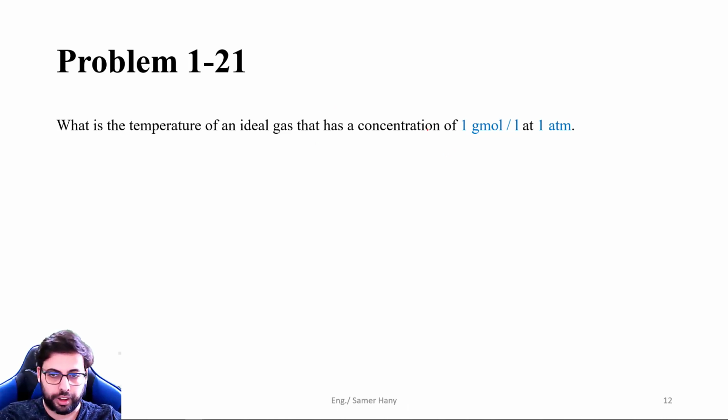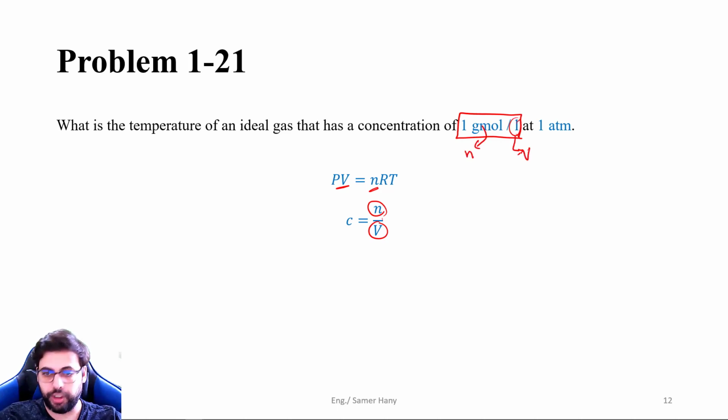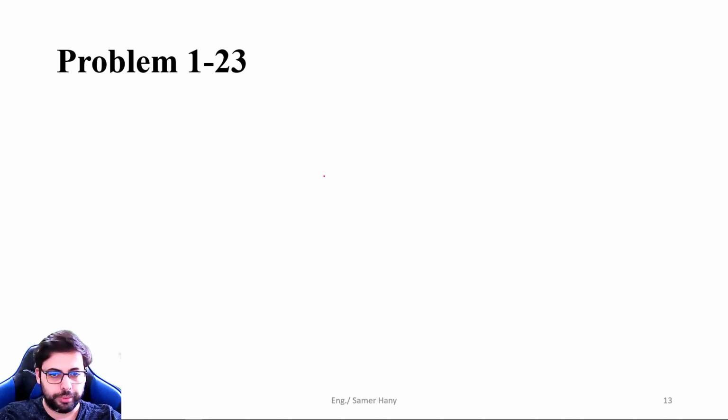Alright. The next problem says, what's the temperature of an ideal gas that has a concentration of 1 gram mole per liter at 1 atmosphere? So here, if we try to use the ideal gas law as it is, we don't know either the V or the N, the volume or the number of moles, but if we look at this quantity, it says 1 gram mole per liter, so we know that the concentration is actually the number of moles over the volume. From the units, we can know that this is a unit of number of moles, and this is a unit of volume. Okay. So substituting this C into the ideal gas law, we get that P equals CRT, and we can just get the temperature from there. All right.